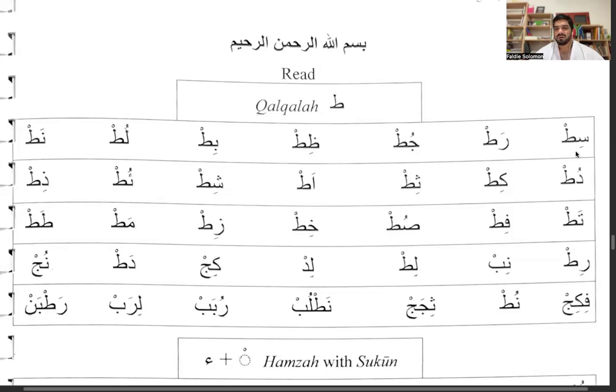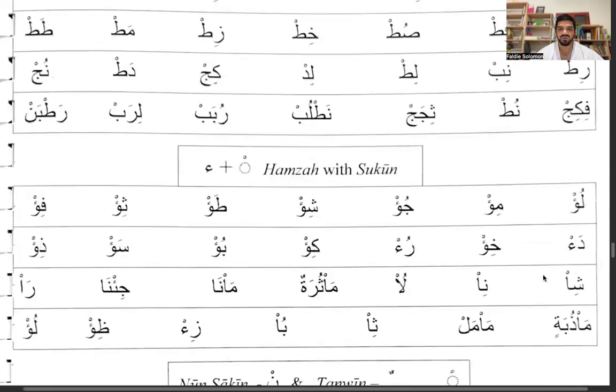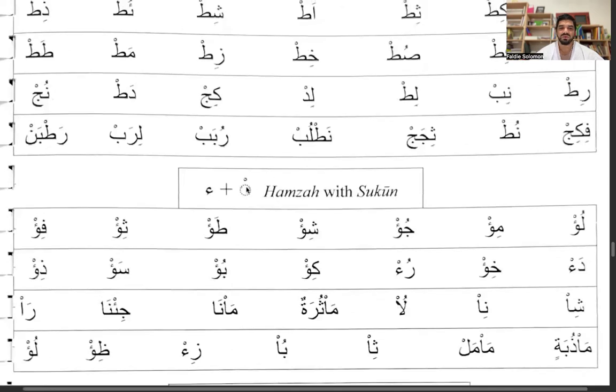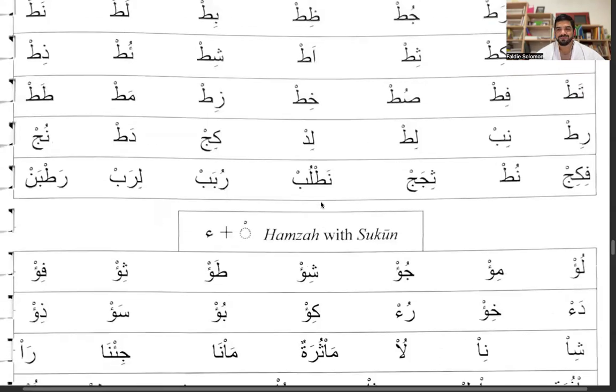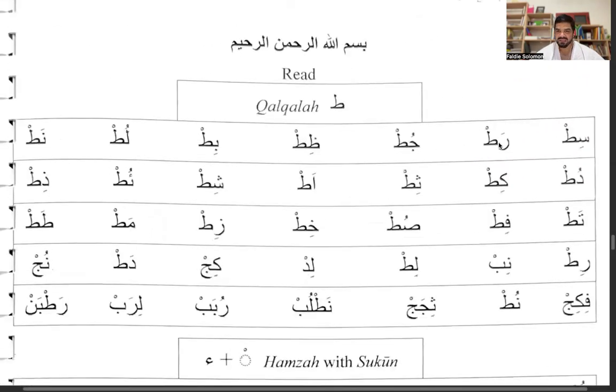Okay, so let's jump straight into this session, inshallah. We'll read these five lines here. And then also in this lesson, we will look at the letter hamza with sukoon, which is exactly the same as the alif with sukoon, because hamza and alif are basically the same thing.